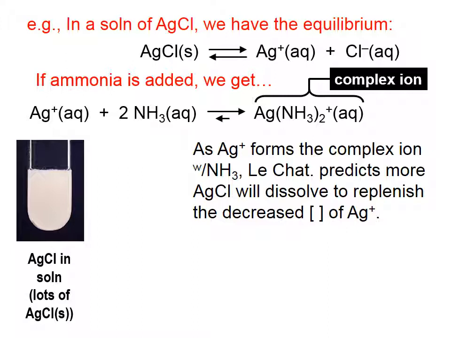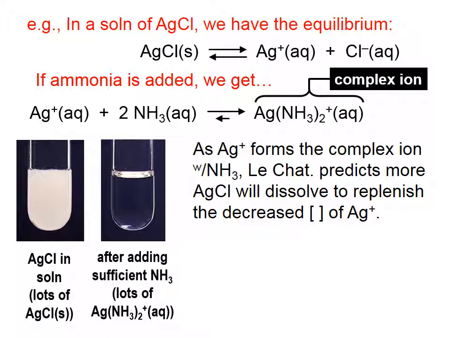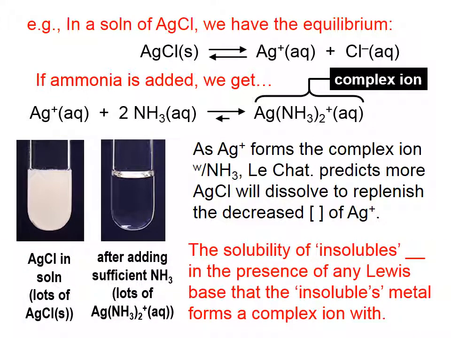You can actually visually see this here on the left side of the screen. This is silver chloride in solution. If we add ammonia to it, if we add enough ammonia, you can see that all of the visible AgCl will dissolve into solution in forming the complex ion. So now we just need to figure out whether an up arrow or a down arrow goes in this blank in the lower right corner. The solubility of insolubles does what in the presence of any Lewis base that the insoluble's metal forms a complex ion with? Increases.